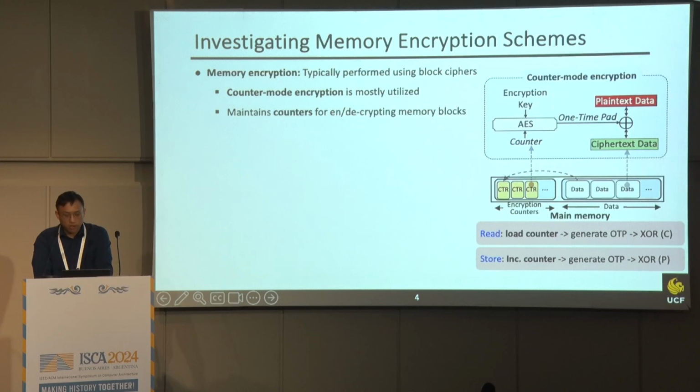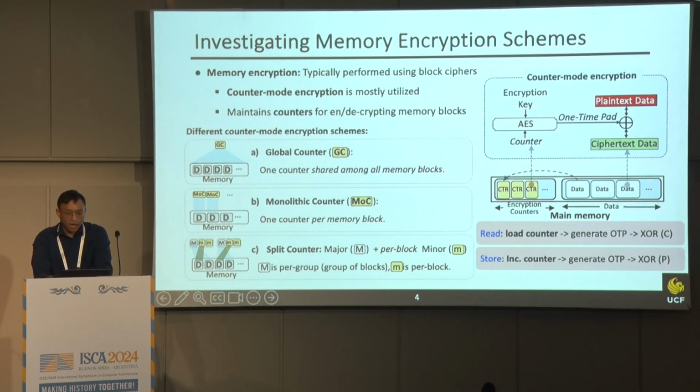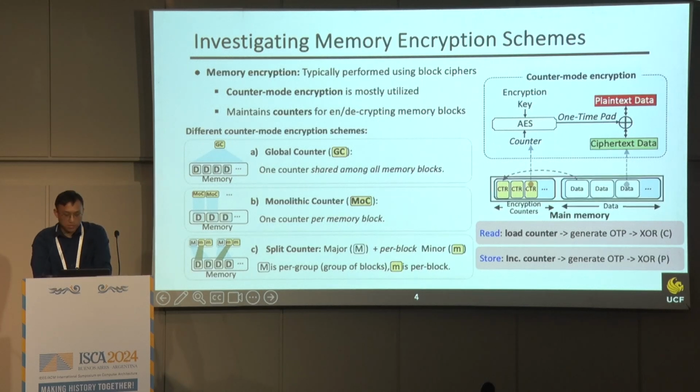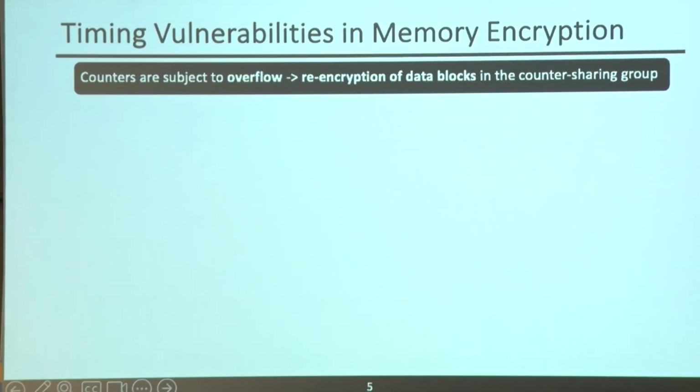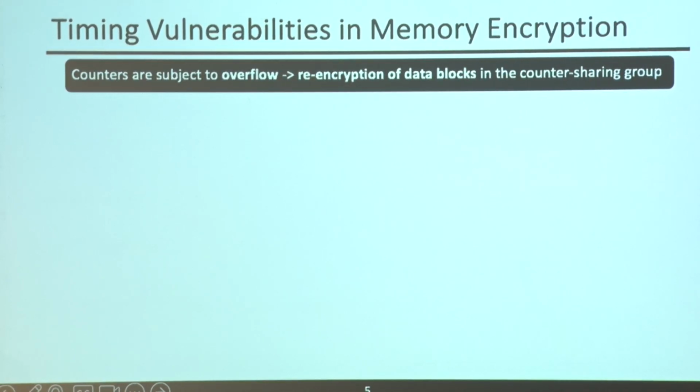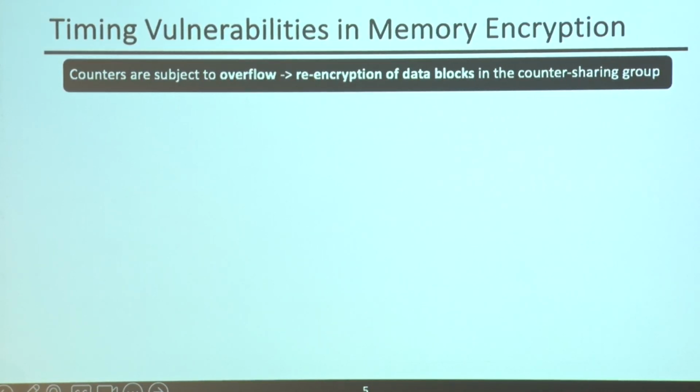There exist several counter mode encryption schemes in the literature, and they differ in how counters are associated with the data blocks, including global counter, monolithic counters, and split counter. Due to time limit, I'm not discussing this in detail. Now let's look at the timing vulnerabilities in memory encryption schemes. The key observation is counters are typically subject to overflow, and upon overflow, the processor must re-encrypt data blocks that share the same counter.